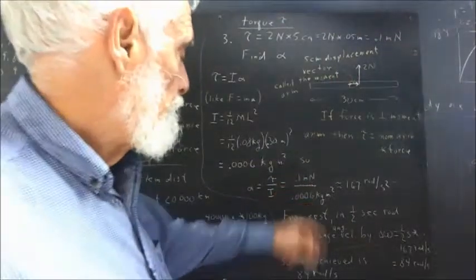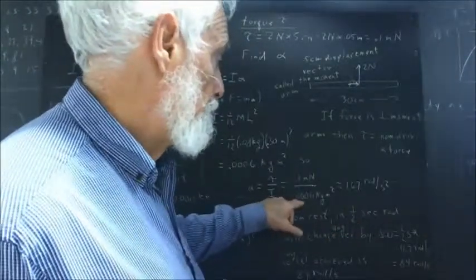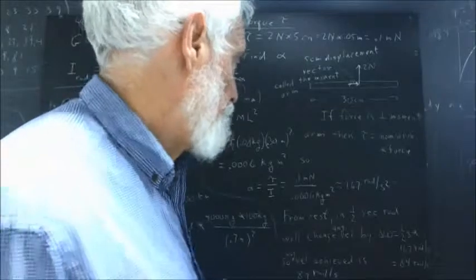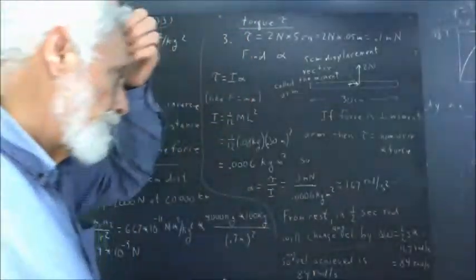So we do the division, and we end up with 167. 1 divided by 0.0006 is 167. And I'm claiming this is in radians per second squared.